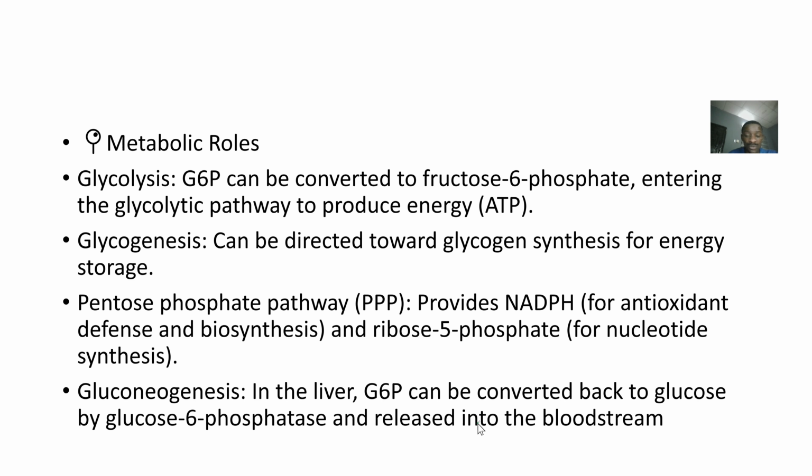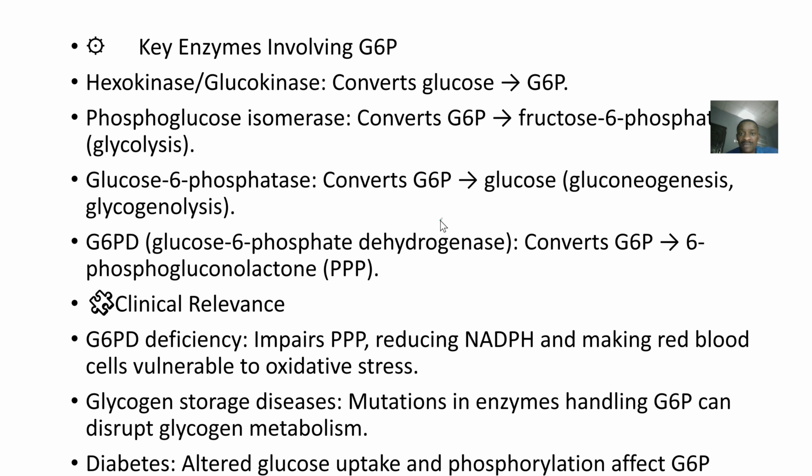Glucose 6 phosphatase. Then it will now be released back into the blood. Do you understand? So you have glucose again. So this is just this molecule in general. Key enzymes involved: hexokinase or glucokinase will convert glucose, adding phosphate to it at position 6, and it becomes glucose 6 phosphate. Then phosphoglucose isomerase will convert this into fructose 6 phosphate. Then glucose 6 phosphatase can convert it back into glucose. Then also glucose 6 phosphate dehydrogenase can convert it into what? 6 phosphogluconolactone.